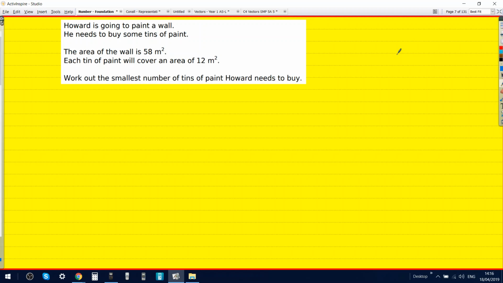Each tin of paint covers an area of 12. The wall is 58. So 1 tin of paint covers 12, and the wall is 58 big. How many tins of paint does he need? So how many 12s go into 58, basically? So 58 divided by 12.